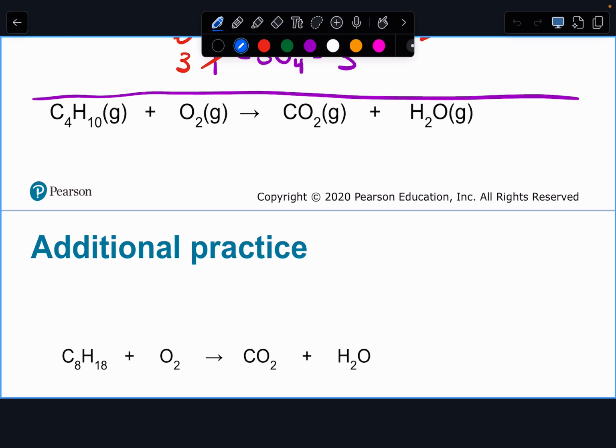Okay, so tell you what, let's do this one together because the one below it is really similar. It's just you need to know the trick first. So let's do this first one together and then I'll let you practice it on the next one. So I'm going to write down the elements, C, H, and O, and write down how many I have on each side.